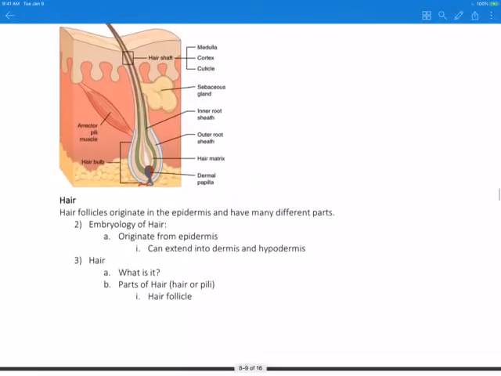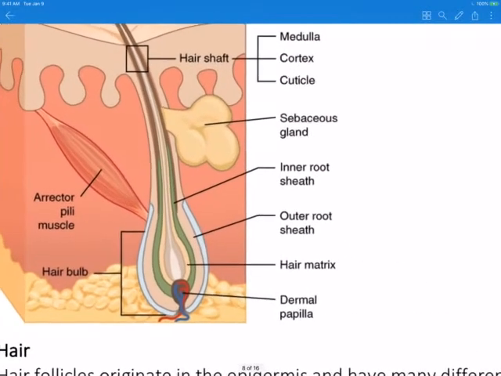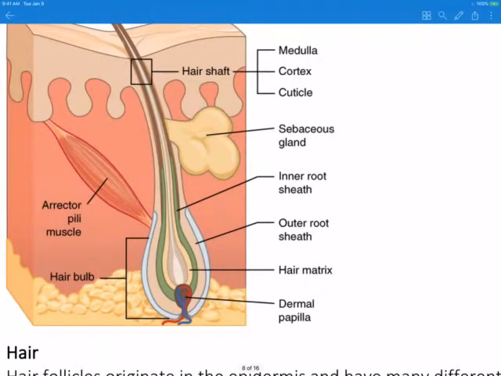So in this particular image, I'm going to go ahead and expand this for a minute, you can get a good look at the medulla, the cortex, and the cuticle.